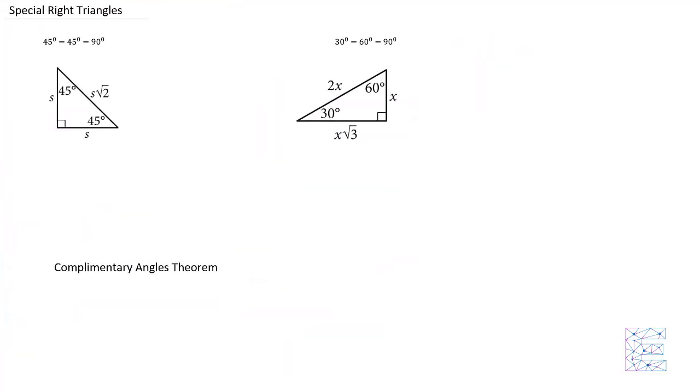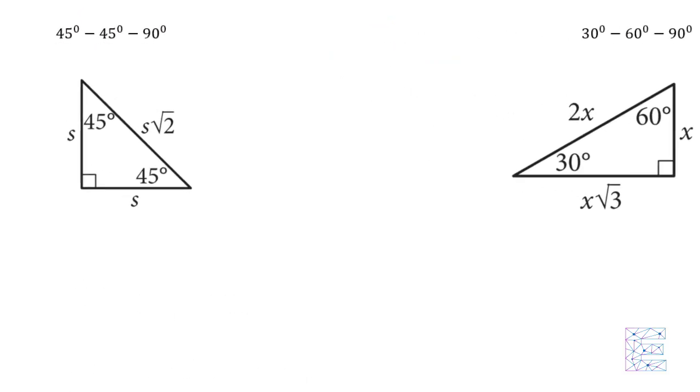Welcome to this lesson on special right triangles. We'll look at two of them, the 45-45-90 triangle and the 30-60-90 triangle. Let's go ahead and get started with the 45-45-90.